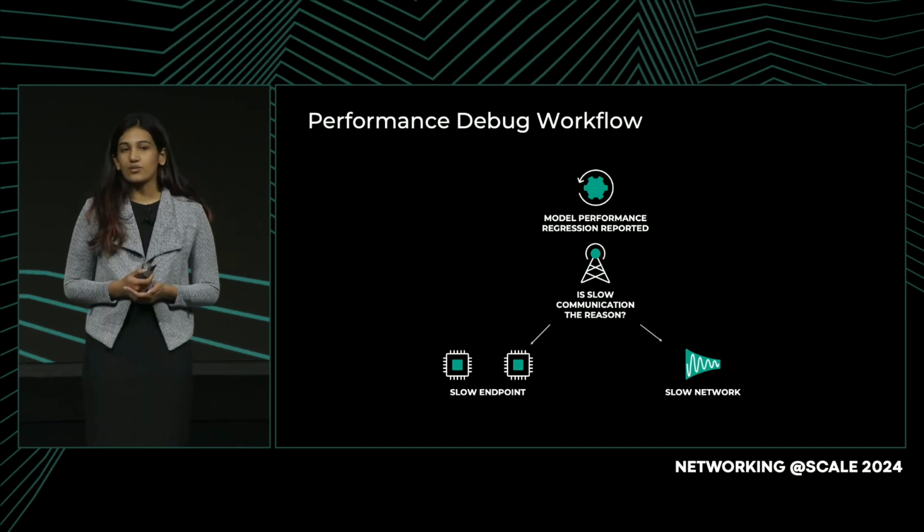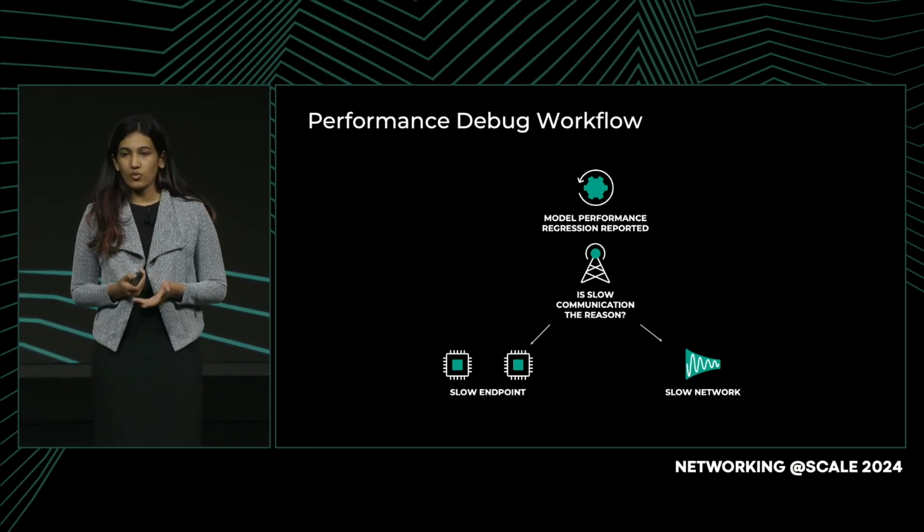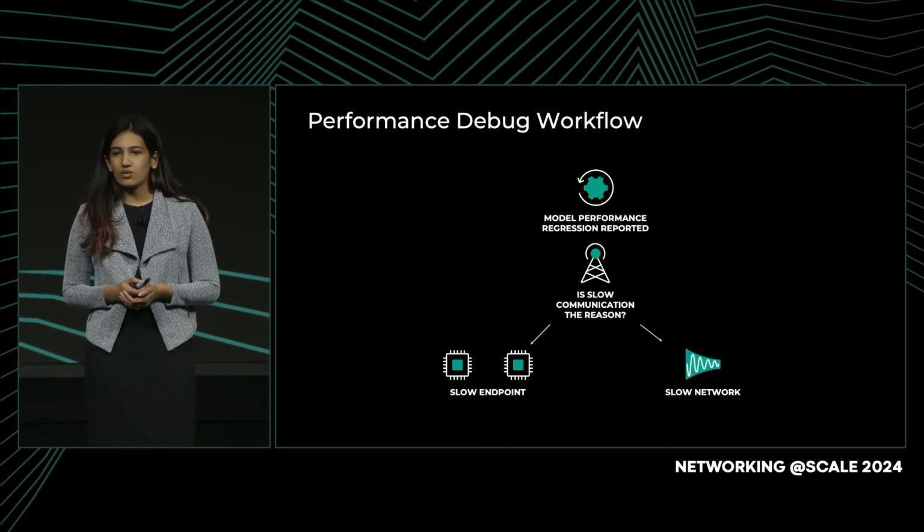If the network indeed is the root cause for the slowdown, then we also need to know why it happens. Is it because of a slow endpoint due to a slow PCI connection issue, or is the network medium itself slow due to bad routing or packet drops?